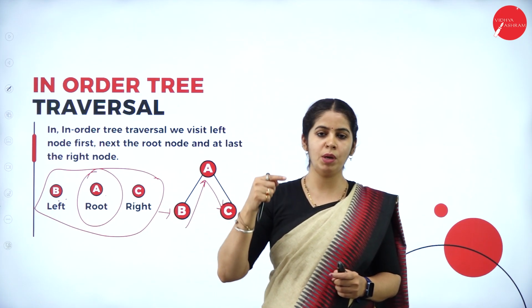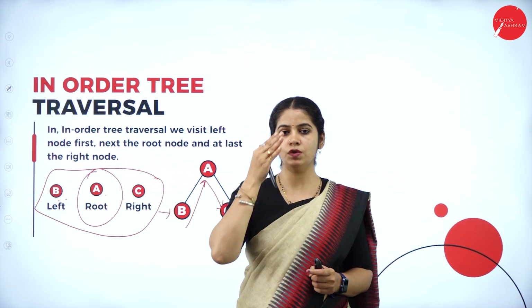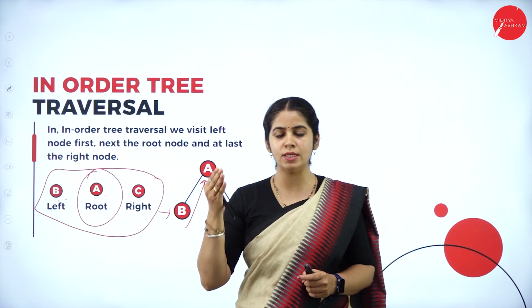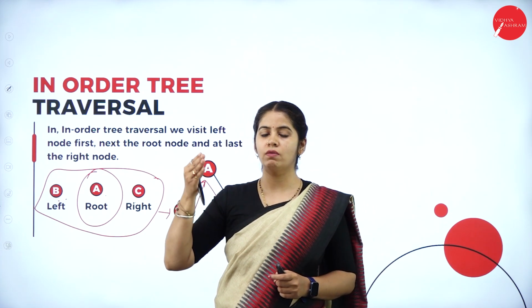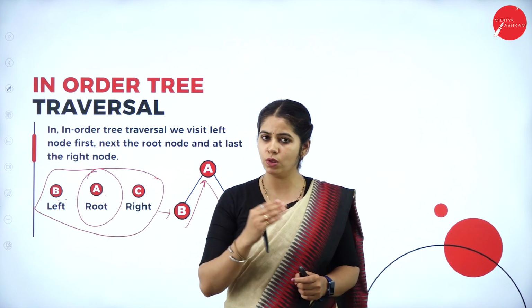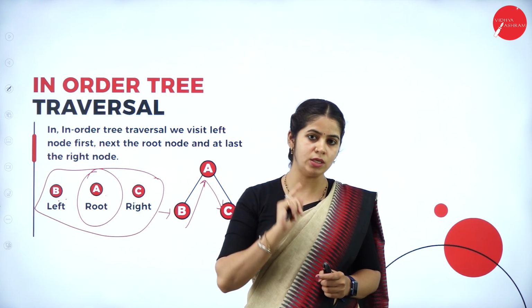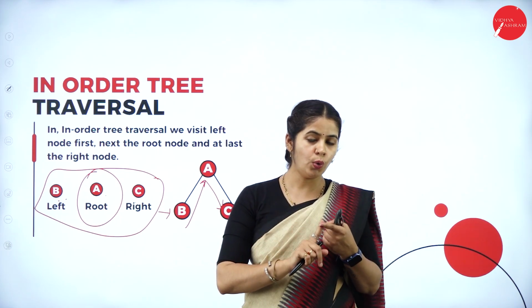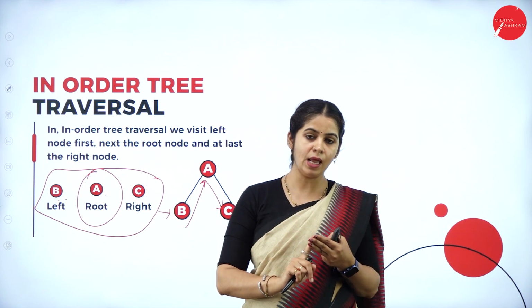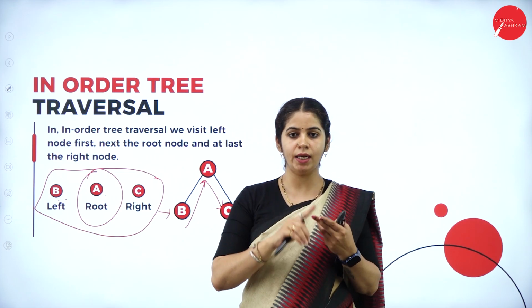So you have to keep in mind the sequence for pre-order tree traversal, the sequence for post-order tree traversal, and the sequence for in-order tree traversal. What is the sequence for pre-order tree traversal? Pre means root has to come first. Root, left and then the right. That is pre-order. In post-order, left, right and then the root.